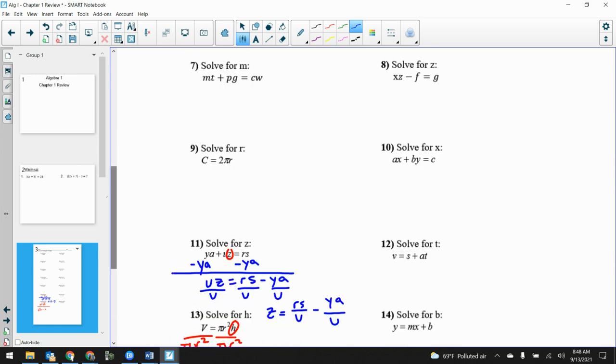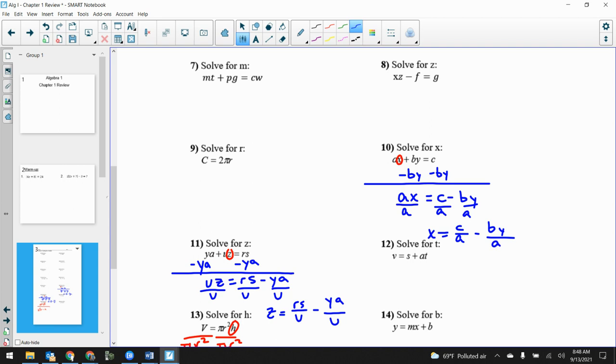Number 10. And this is another 2-step operation one. That's another one where it's a little bit more difficult because I have 2 steps. All right, so we have to solve for x. So the first thing we're going to do is subtract by over to the other side. So that gives me ax is equal to c minus by. And then I divide by a, and everything gets divided by the a. So x is equal to c over a minus by over a. Remember to use addition and subtraction, then your division. Questions about that?